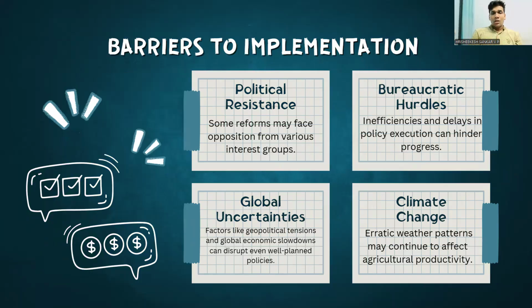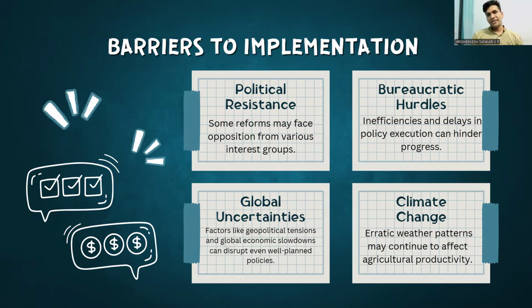Now, let's see what are the barriers to implementation. Political resistance, bureaucracy hurdles, global uncertainties, and climate change. These four are the major barriers towards effective implementation of these measures.